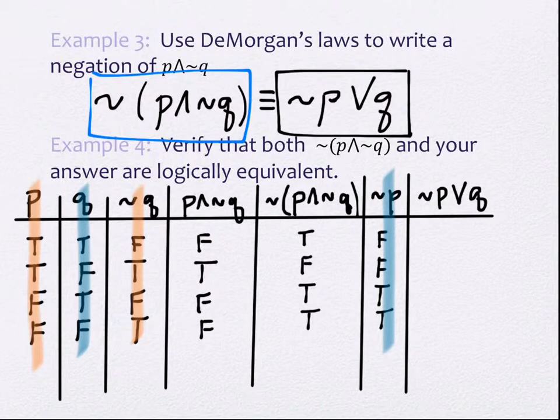So let's look at the blue columns and go row by row. So on the first row I have true and then false. That is true because I have at least one true. On the second row I have false and then I have false. That one's false. On the third row I have true and true. So that's true for an or statement, right? In my last row, I have false and true. And that's true.